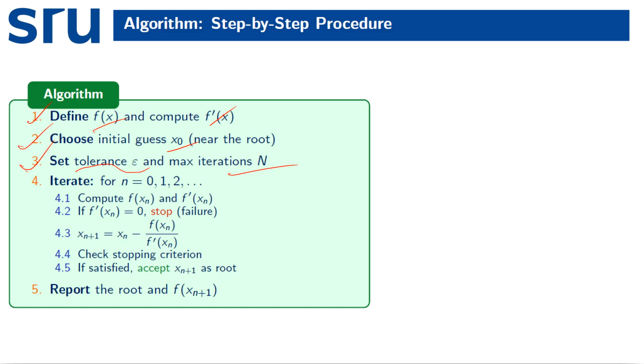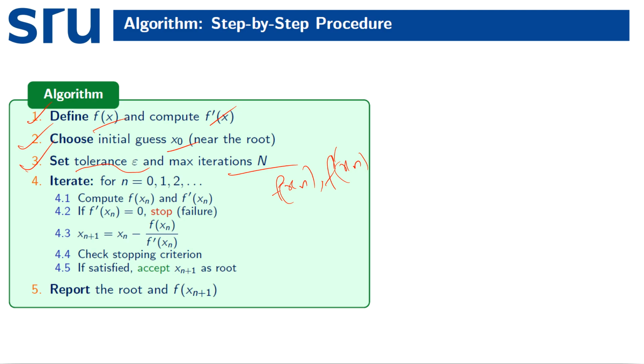And step 4, that is the iteration process or the core part of this method, comes. Then we repeat the following steps in this iteration process. First is compute the function's value at the current guess xn. Compute the values of function, that is f(xn) and f'(xn). These two values you need to calculate.